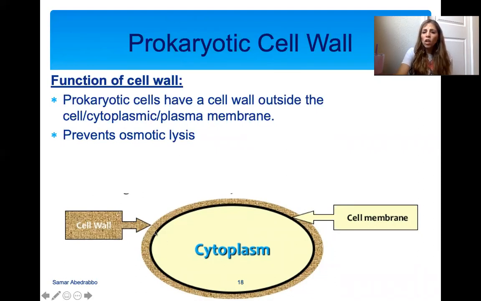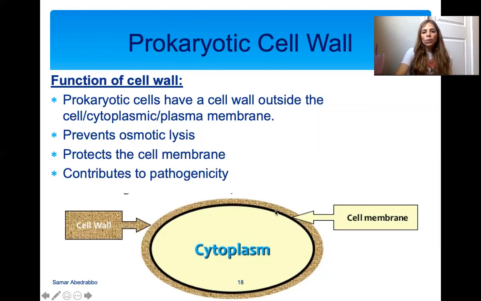So again, a cell wall is always outside the cell membrane, and it protects the cell membrane, and it also contributes to pathogenicity. Pathogenicity is just a fancy word meaning that the microbe can cause more disease. So bacteria that have a cell wall can be pathogenic, meaning can cause disease, because a lot of times your immune system may not be able to kill the cell as effectively because it has that layer. We're going to learn more about it in detail, but that's the function of the cell wall. It's to protect the cell membrane and to prevent osmotic lysis.